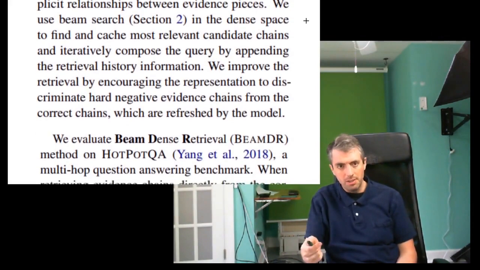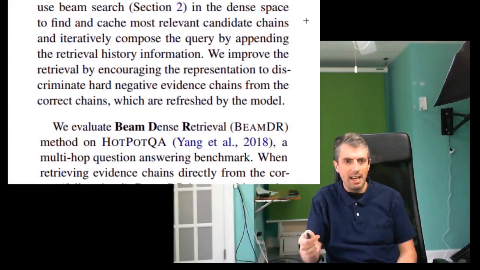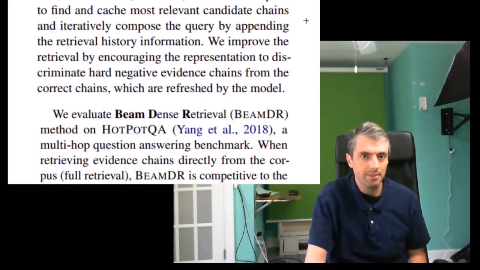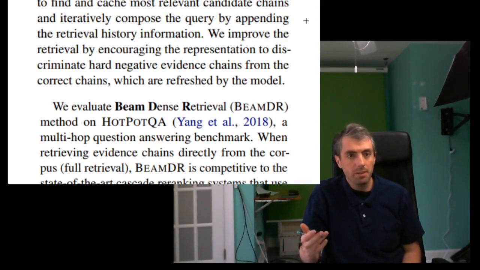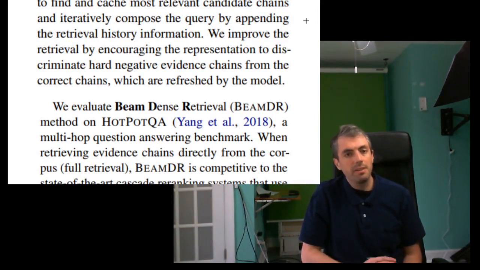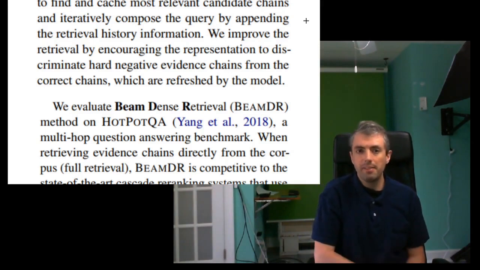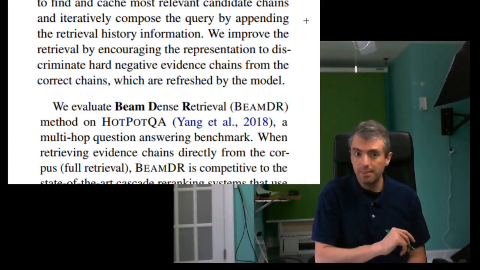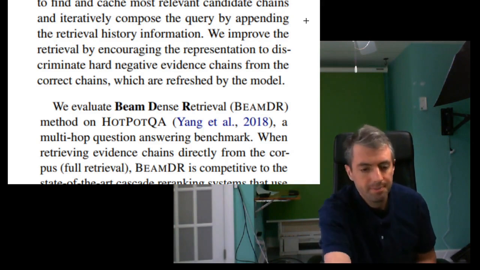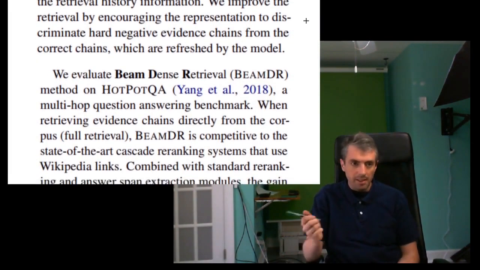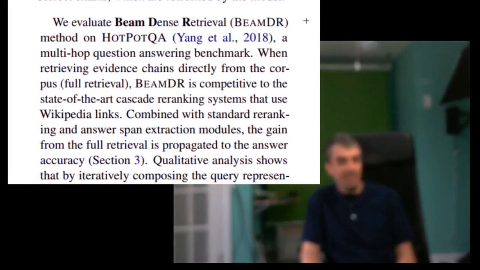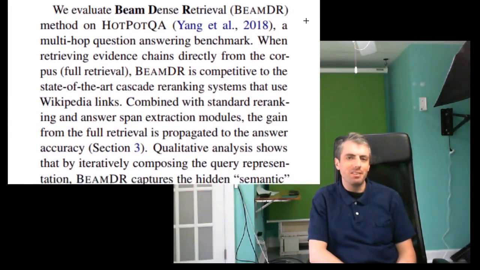We use beam search in the dense space to find and cache the most relevant evidence chains, and iteratively compose the query by appending the retrieval history. We improve this retrieval by encouraging the representation to discriminate hard negative evidence chains from the correct chains, which are refreshed by the model. We evaluate Beam Dense Retrieval, BeamDR, on HotPot QA, a multi-hop question answering benchmark.